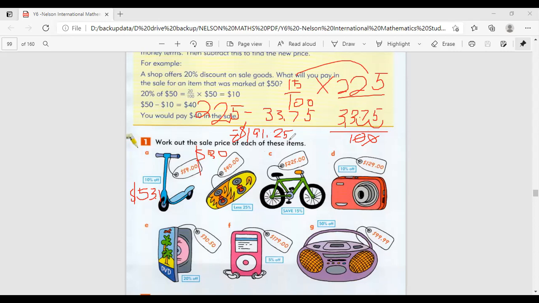Okay, so this is how we are going to solve for the discount or sale or off or less. So you're going to calculate first the amount, and then once you have found the amount, you're going to subtract it from the original amount, because it's a decrease or discount or off. Okay, so that is how to find the percentage decrease.